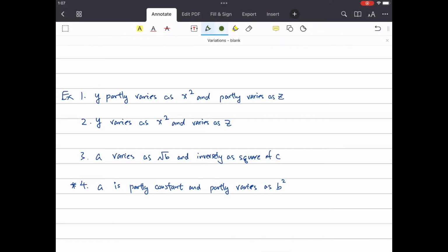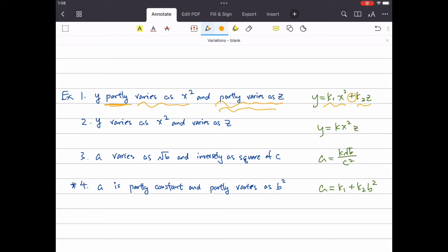Here are the results and we will quickly go through them. For the first one, so you see the word partly, therefore we are having addition of two parts. And then both sentences do not have the word inversely, therefore both variables are put next to the constant k. And then for the second one, you do not see the word partly, so we put all the variables together and then we only have one variation constant k. For the third one, you see the second sentence inversely as the square of c, therefore we put c squared into the denominator like this.